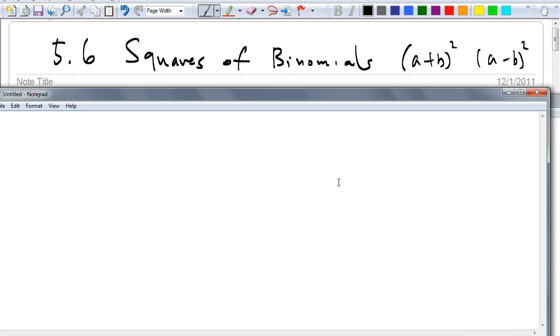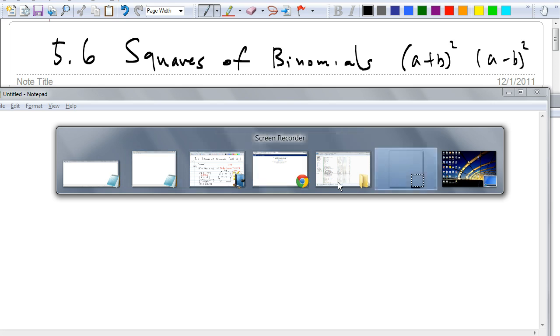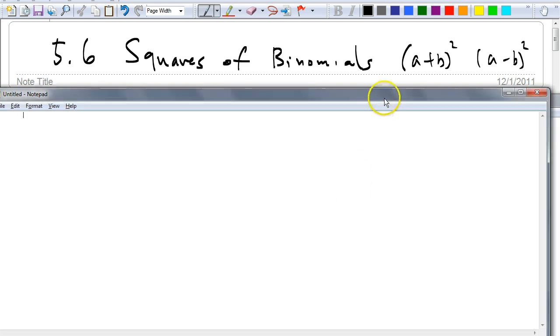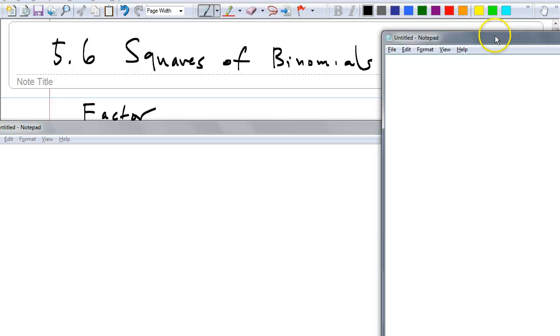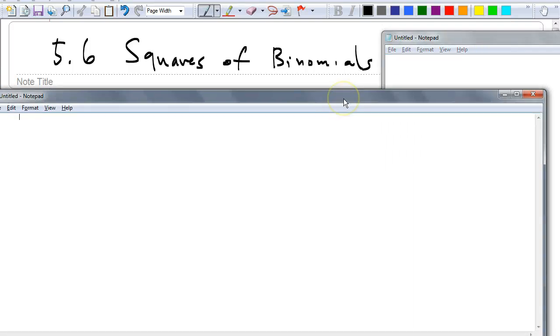Okay, today we're going to talk about squares of binomials. Before I show you, does anybody want to guess what a square of a binomial is? What would that look like? Yeah, a plus b, something squared.